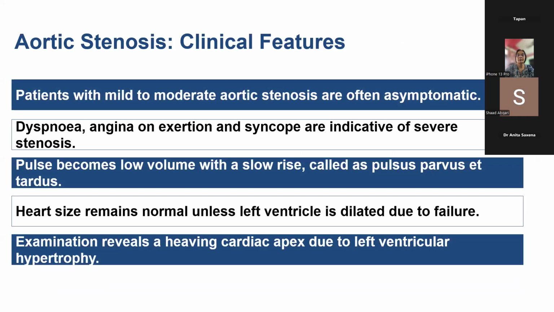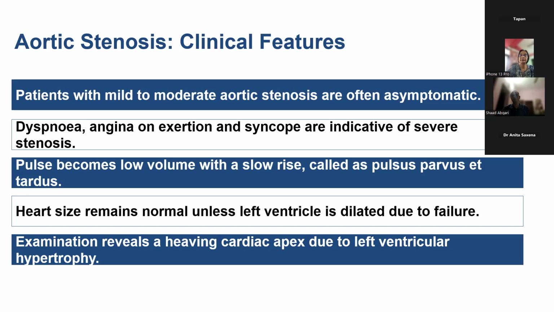Clinical features, again, they may be totally asymptomatic, but there are three cardinal features that are described for aortic stenosis if you read in the books: breathlessness, angina on exertion, and syncope. These are three very specific features for aortic stenosis and would always indicate severe obstruction of the aortic valve. Angina obviously is because of relative ischemia of the left ventricle, and syncope, especially which happens on exercise or exertion, are quite indicative of severe stenosis.